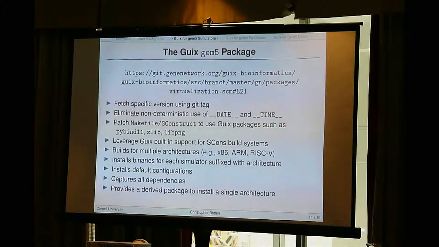It leverages the built-in support for scons. It automatically builds gem5 for multiple architectures, x86, ARM, and RISC-V, and others. It installs the binaries so you can use them globally. It installs some default configurations to make it easy to try out. It captures all the dependencies, and also can provide derived packages if you only want to install a specific ISA variant, for example, just for ARM or just for RISC-V.